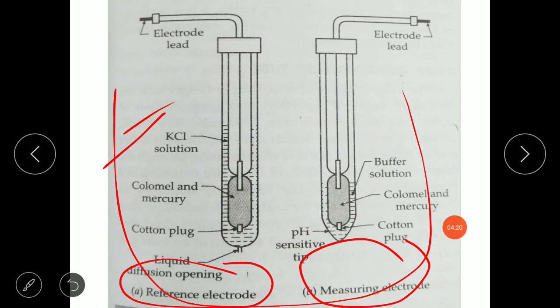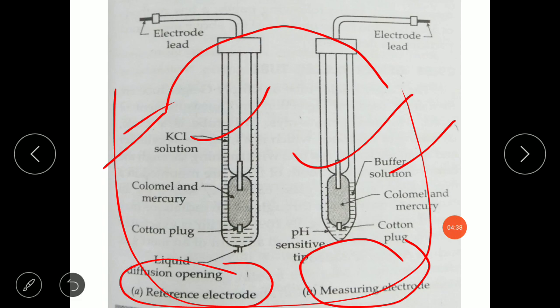Whereas for the measuring electrode, the potential of this electrode is determined by the pH value of the solution, and therefore the potential difference between the two electrodes depends upon the pH value of the solution. So the potential of the reference electrode is constant. The potential of the measuring electrode will depend on the pH value of the solution, and therefore the potential difference between the two electrodes will depend upon the pH value of the solution.